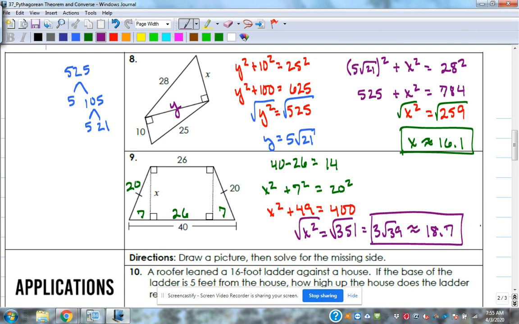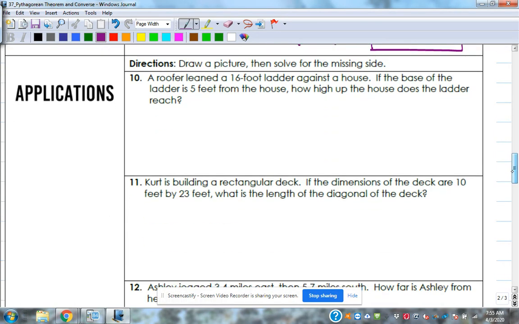All right. Let's look at some applications of this. A lot of times in application problems, the easiest thing to do is draw a picture of what's going on. So the roofer leaned a 16-foot ladder against a house. The base of the ladder is 5 feet from the house. How high up the house does the ladder reach? Pretty common ladder length.